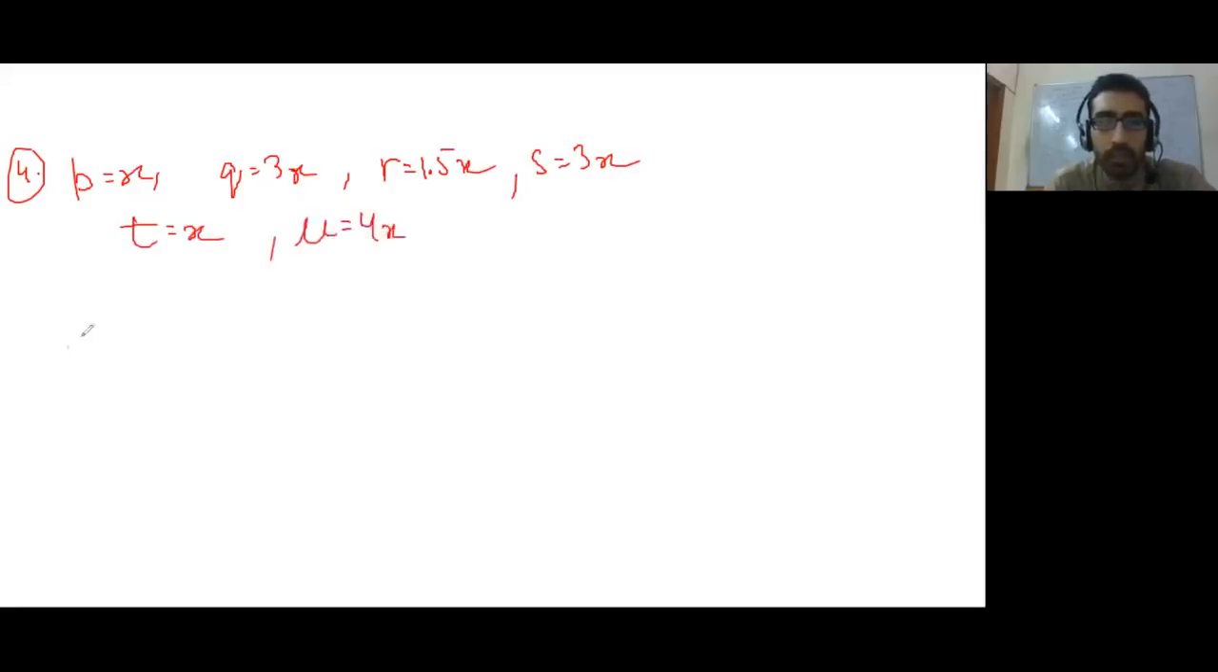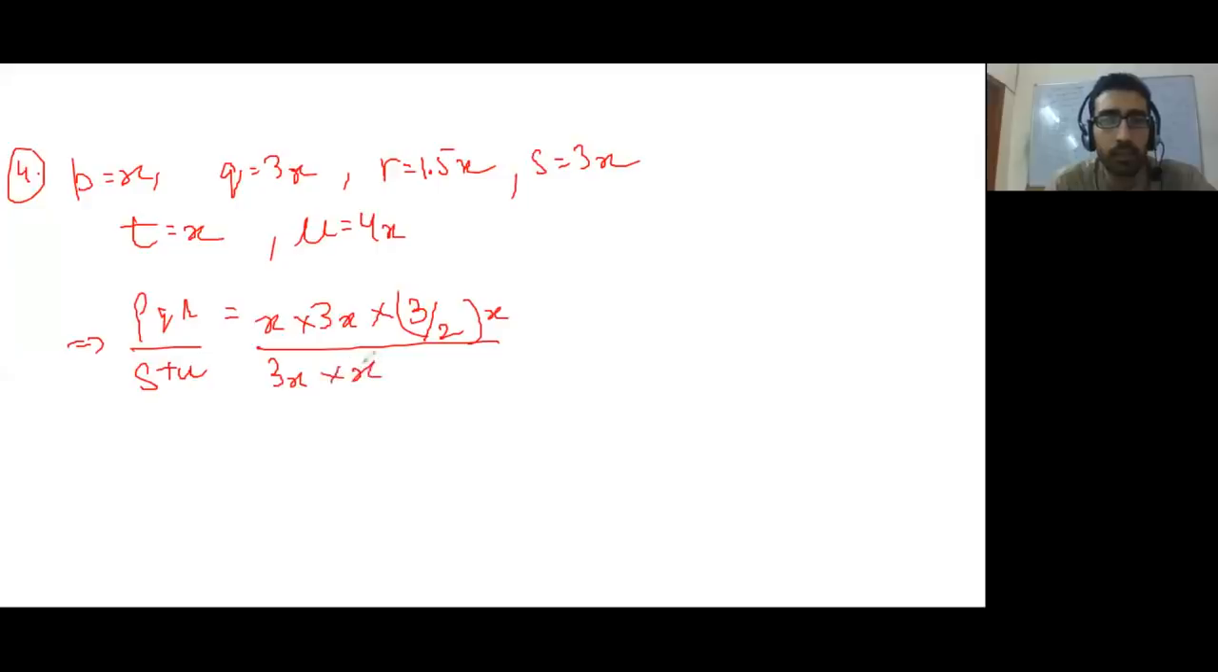So PQR by STU becomes x into 3x into 1.5x, which by the way is 3 by 2 x, upon S, which is again 3x, into T is x, U is 4x. Calculate this. It's not very difficult. 3x, 3x, x cancel out. X, of course, cancel out again. 3 by 8. You'll get immediately.